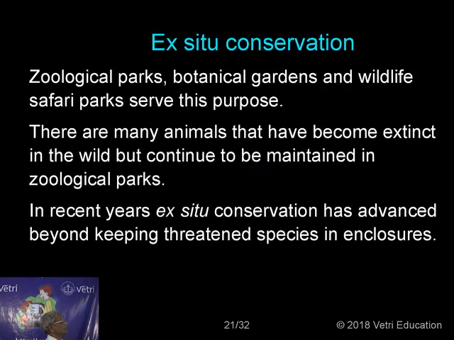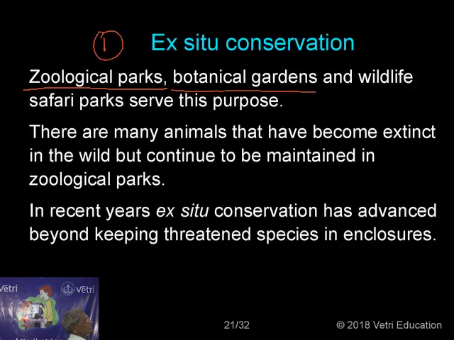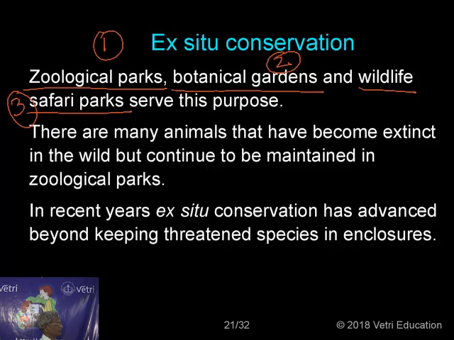What is ex situ conservation? It could be in the form of zoological parks, botanical gardens, wildlife safari parks, etc. There are many animals that have become extinct in the wild but continue to be maintained in the zoological parks. Very good. So nowadays, if you want to show very wild animals, cheetah, lion, tiger, etc., to the children, then where will you go?